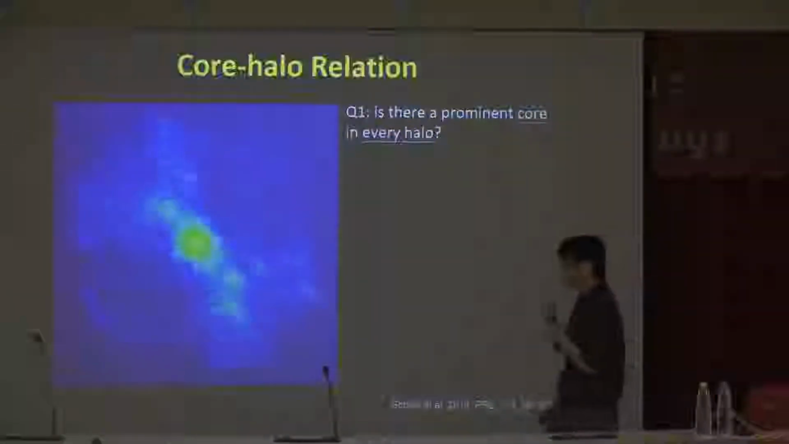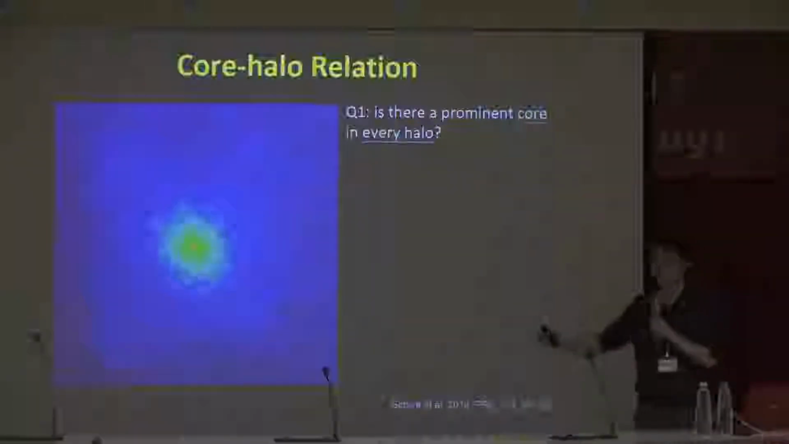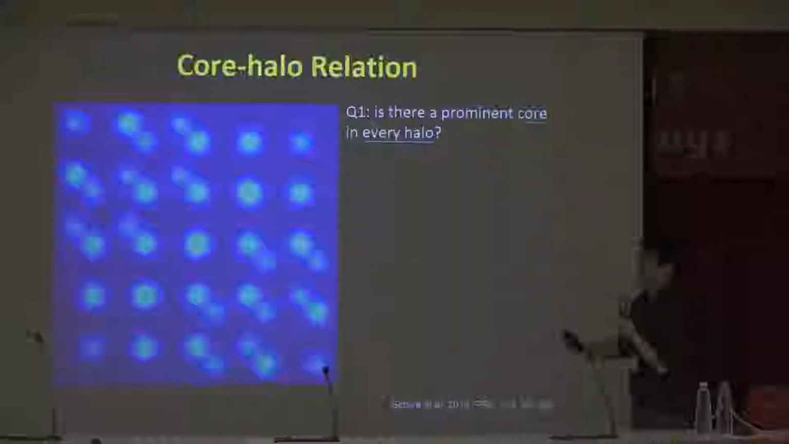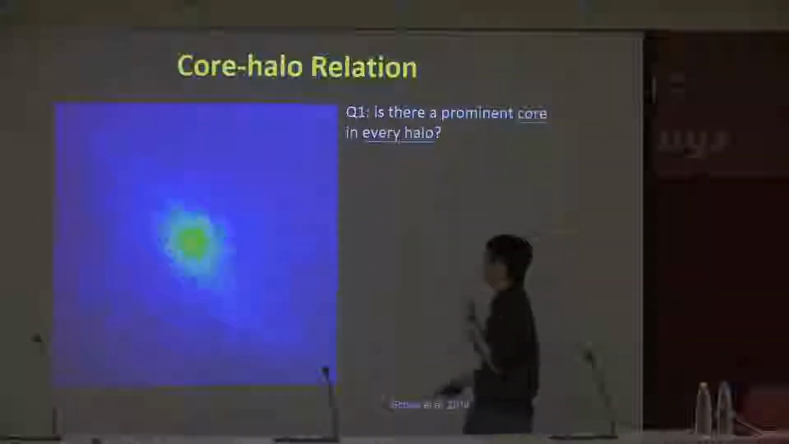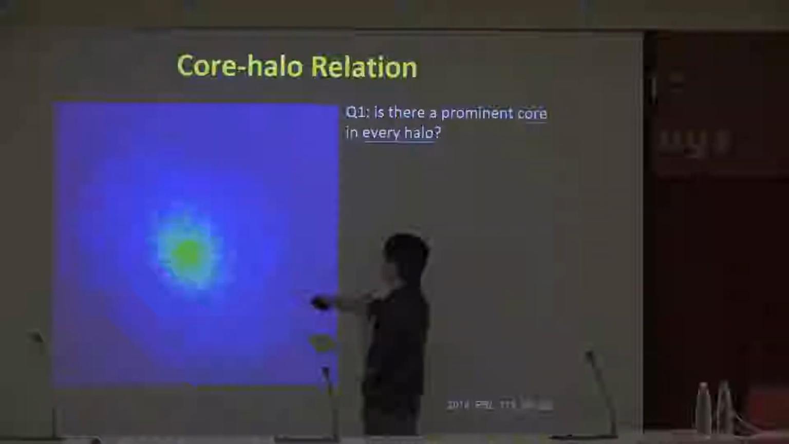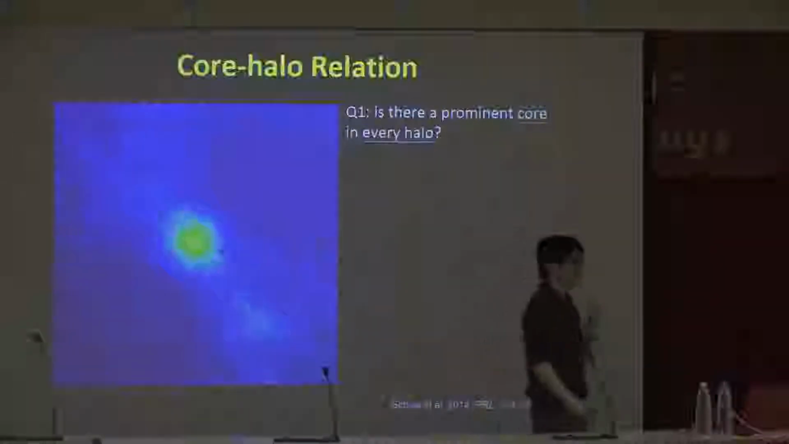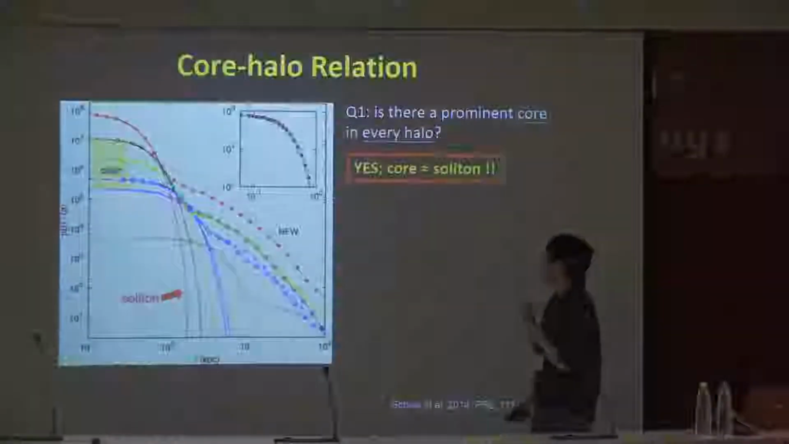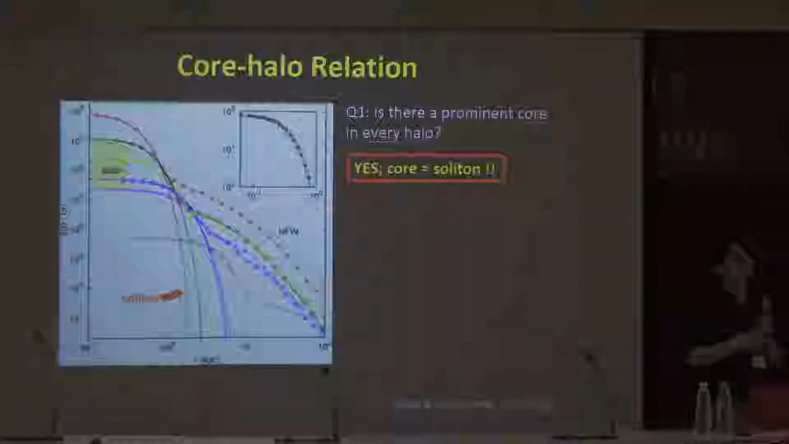So the next question I want to ask is whether there is always a prominent constant density core in the center of every halo. To answer this question, we conduct extensive merger simulations with different configurations. This movie just shows you one example. At the beginning, we have a kind of random distribution. We just let it collapse and relax to see what the final system is after the system relaxed. And the answer is yes. We always find this constant density core in the center of every halo in our simulations.